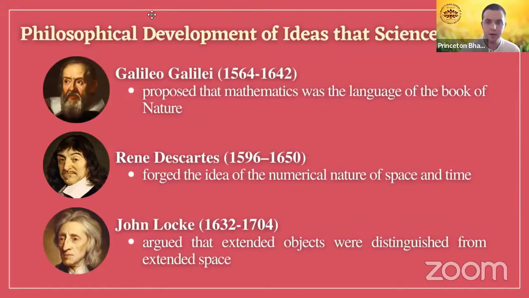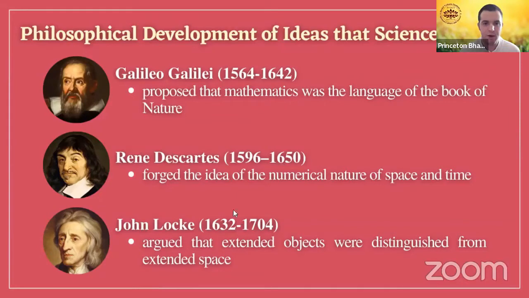But first, we're now going into the next section of the chapter, the philosophical development of ideas that science ignores, which led to this idea that math explains fundamental nature. So we just talked about Galileo, who essentially proposed that mathematics was the language of the book of nature. Then, within the same time period, Descartes was there, and he also held the idea that math applied to nature, and he forged the idea of the numerical nature of space and time specifically.